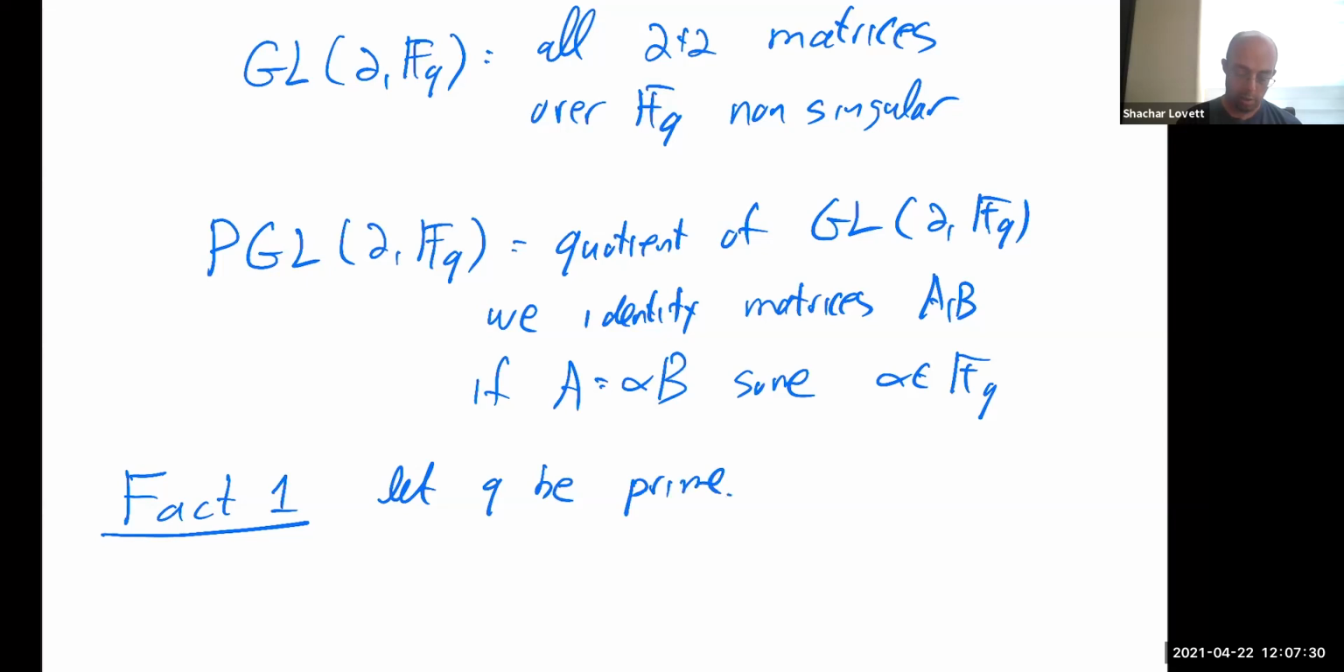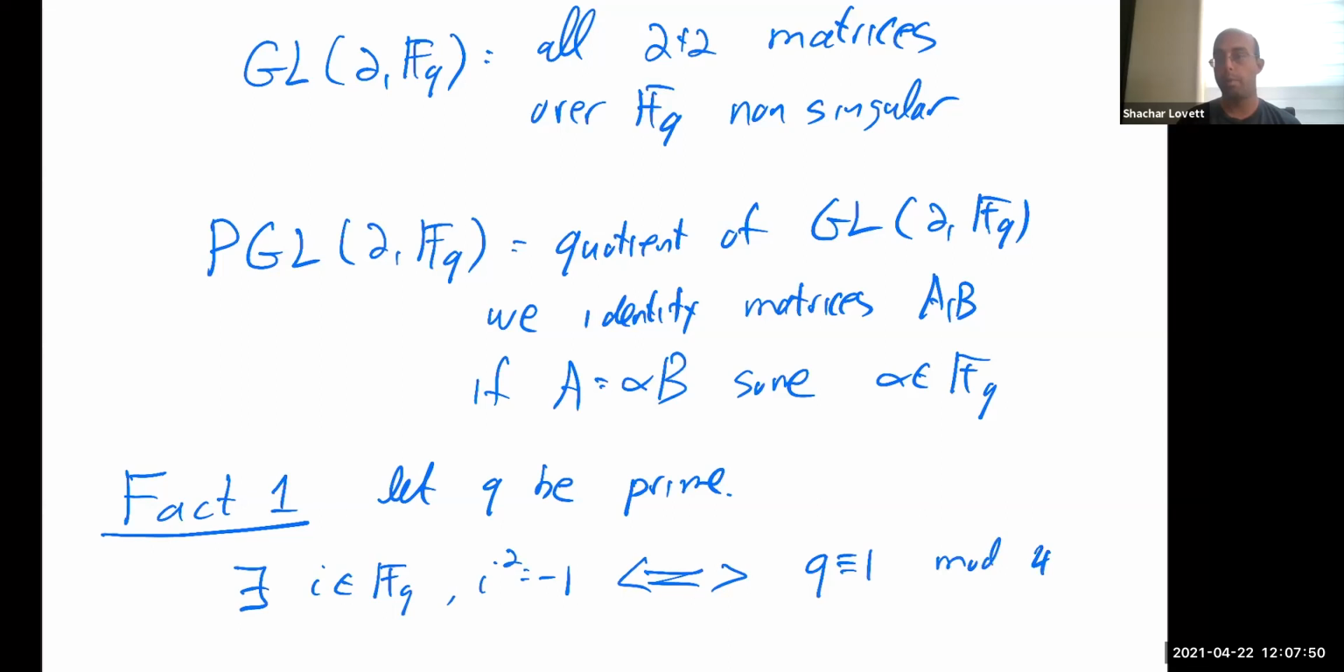We want to ask when there exists an i in F_q such that i squared is -1. So when there is an element in F_q which is a root of -1, it's a classical theorem that this holds if and only if q is congruent to 1 modulo 4. So if the prime number is 1 modulo 4, then there is an element in F_q whose square is -1. That's if and only if. Okay, that's one fact we'll need.